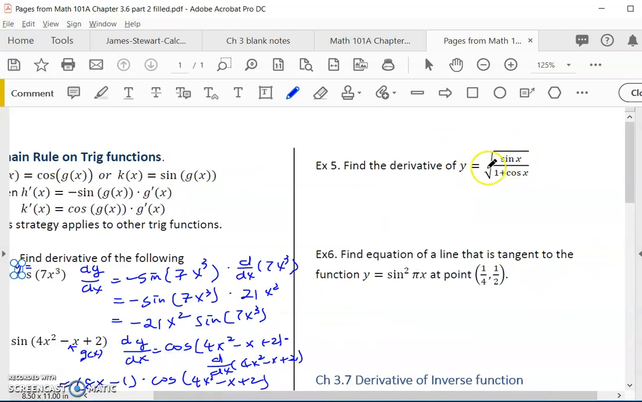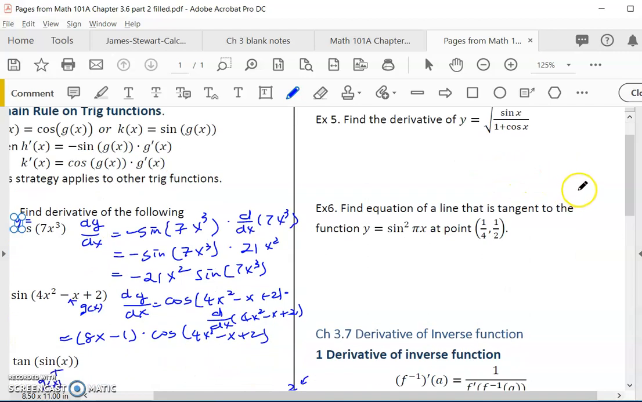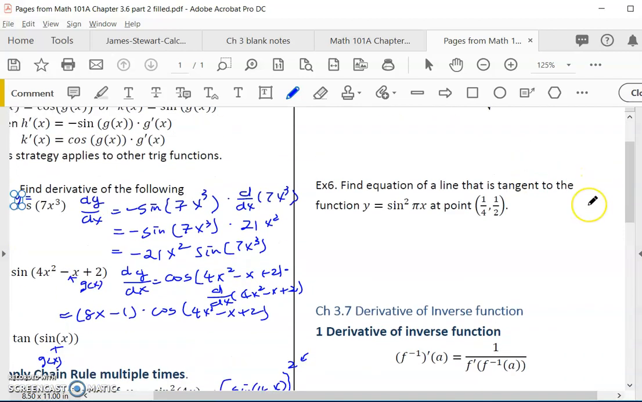Square root of sine over 1 plus cosine x. So this is a quotient rule again. The last one we want to do is a very common question. I have a function y equal to sine squared pi x. I want to find the equation of a tangent line. Okay, so at 1/4 and 1/2, that means x equal to 1/4, y is 1/2.